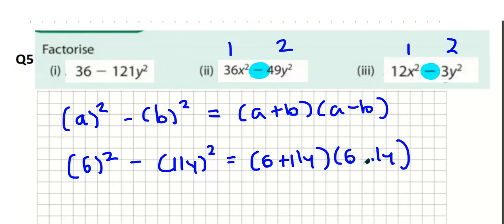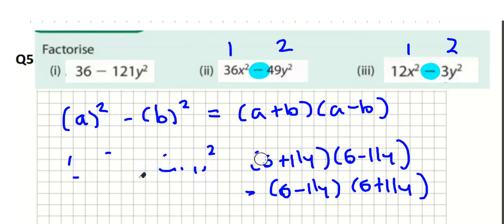How would you check your answer? How would you make sure it's correct? If you multiply it back out, it has to turn back into the original 36 minus 121y squared. Yes. No. This answer will also work. 6 minus 11y and 6 plus 11y is also a perfectly legitimate answer. We good? All right.